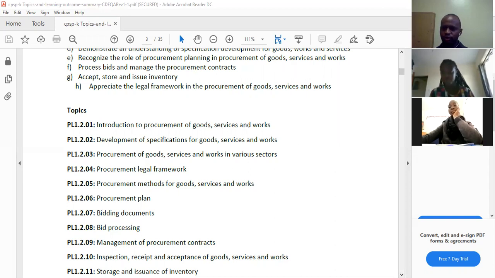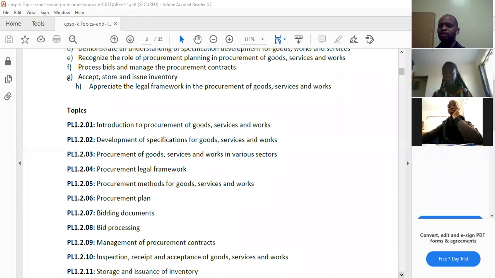Seems there was a problem with the network, but it's back. So we can continue. I was talking about the bidding process. Procurement is all about a particular process that is followed. And for you to successfully procure goods, works, or services, you have to follow that process. So you don't just wake up in the morning and procure items. So you must be able to understand that process.